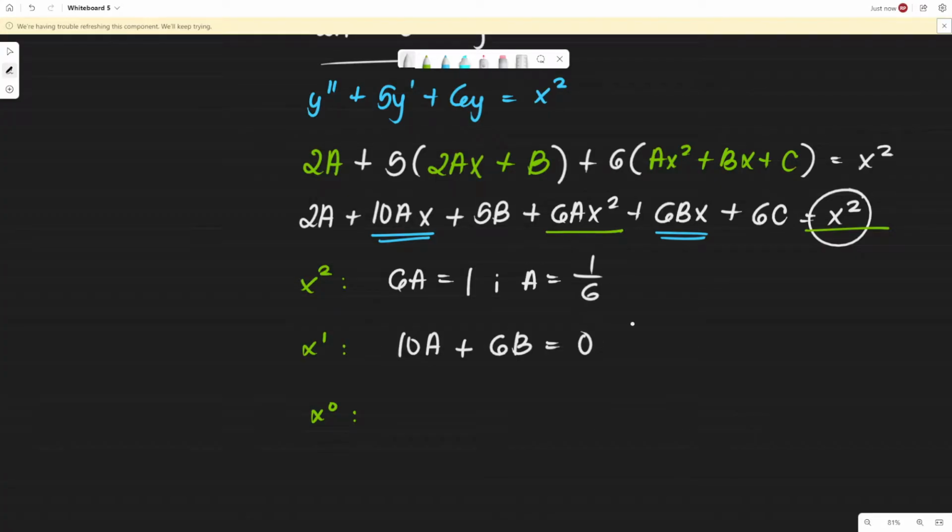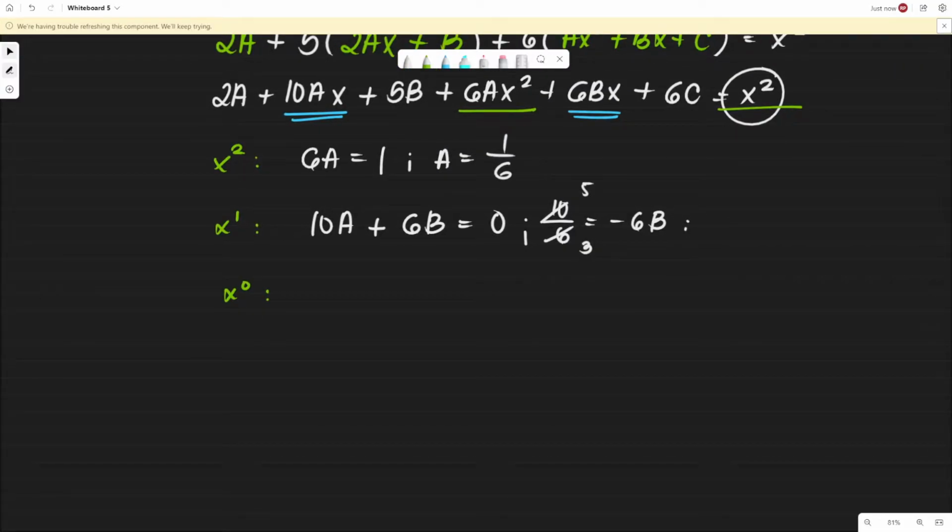Since a is equal to 1 over 6, no? So, I can substitute it. So, we have here 10 over 6 is equivalent to negative 6b. So, this is equivalent to 5 over 3. So, we have here b is equivalent to negative 5 over 18. Ayan. So, this is our a. This is our b.